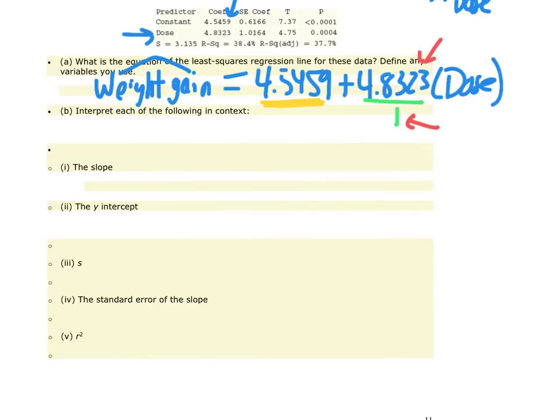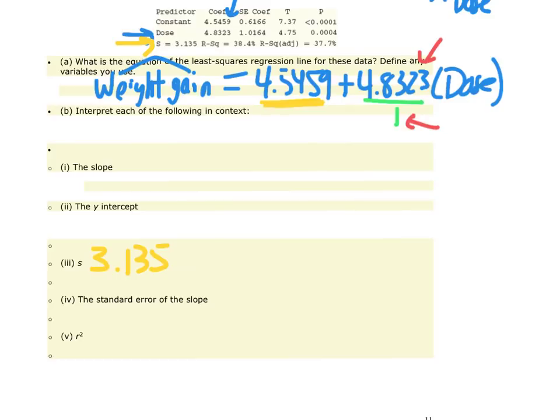Let's define S next. Now, S is actually in the output. It's right here, so let's jot that down first so you have the right value. And I would define that as saying, on average, the least squares regression line's predictions will be off by 3.135 ounces.